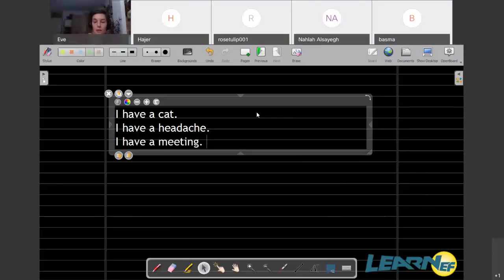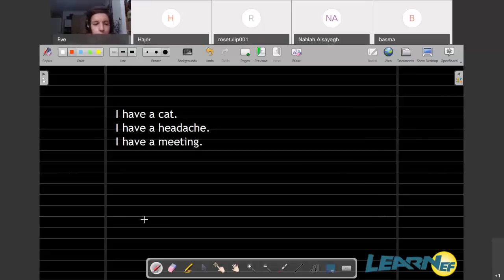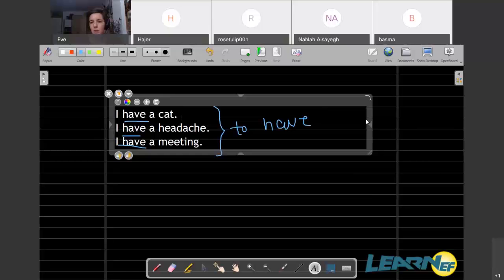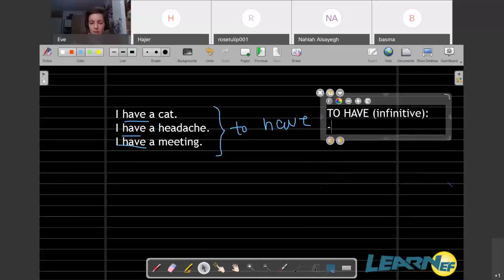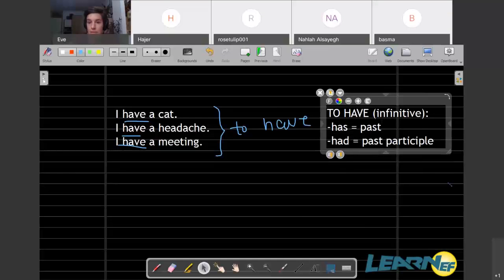Only have. Okay? And in this case, have is a verb. Just a verb, to have. This is its infinitive, right? And we can change it. The verb to have is irregular. That means, to have is its infinitive form. Has is present simple for he, she, it. Had is past and also past participle. So it changes irregularly. This is an irregular verb.